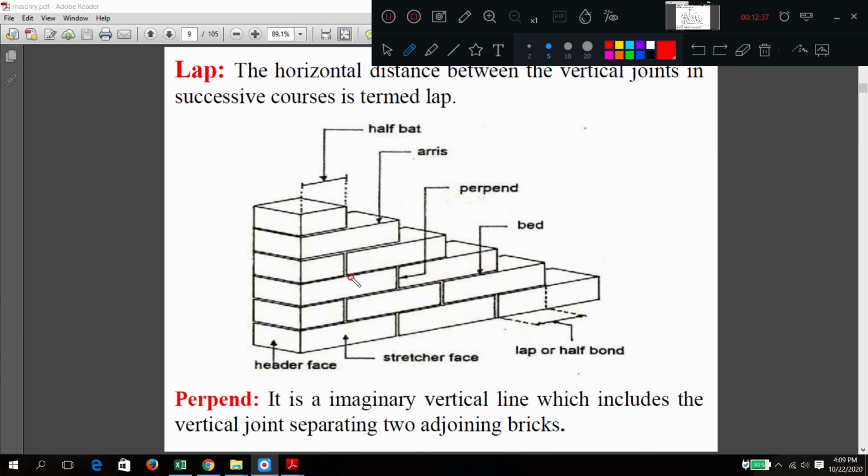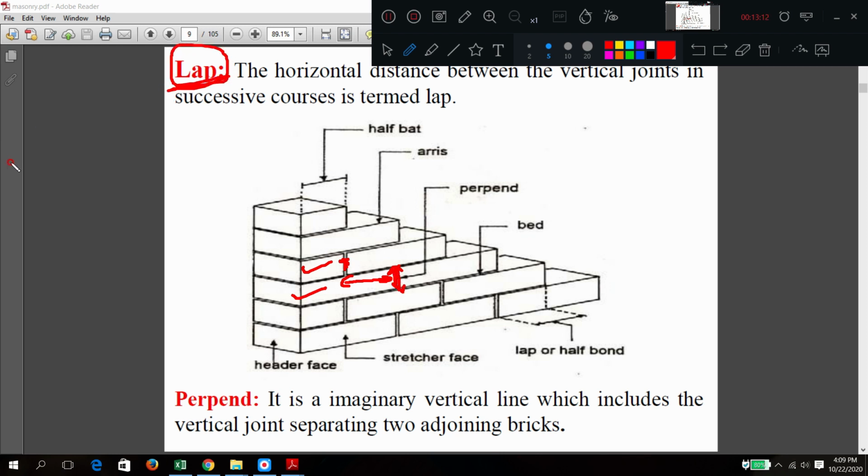When you take successive layers and measure the horizontal distance between joints: one layer, where is its vertical joint? Let us say it is here. Now another vertical joint in the second, successive layer is here. The horizontal distance between this vertical joint and this vertical joint, we call it lap.